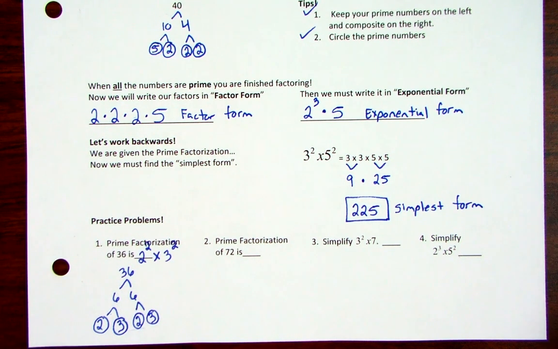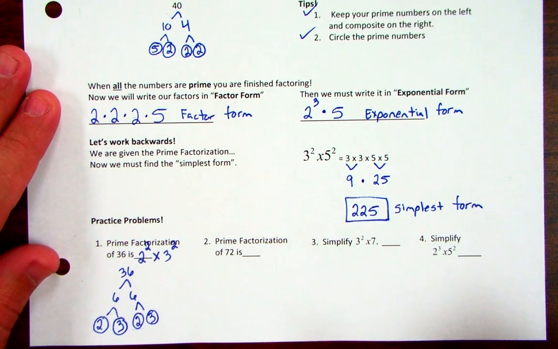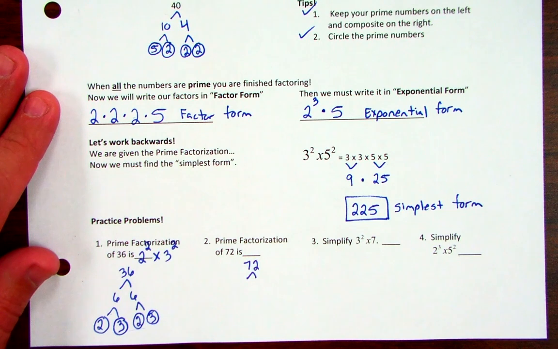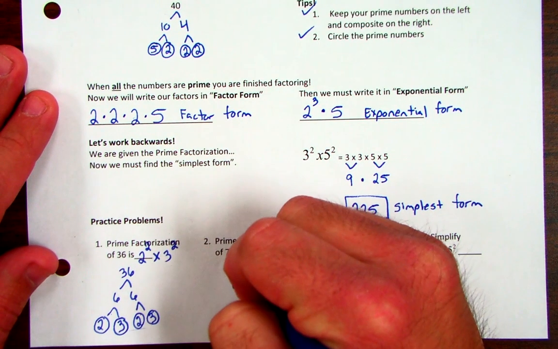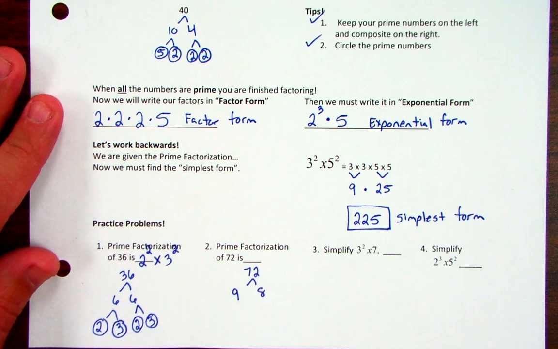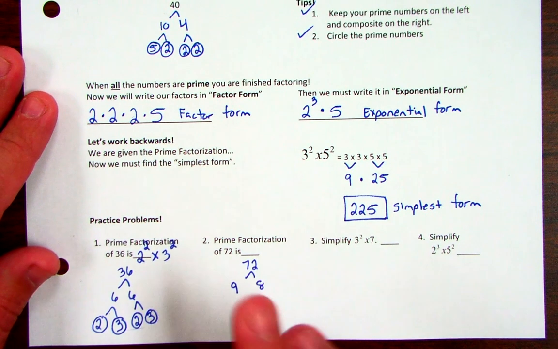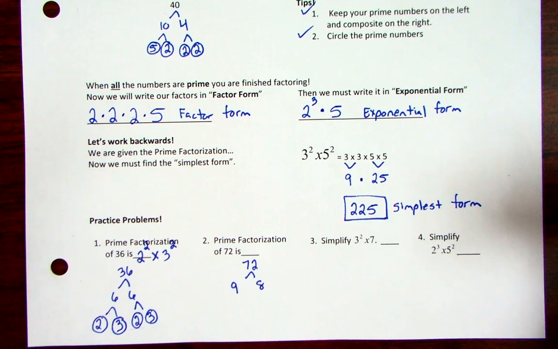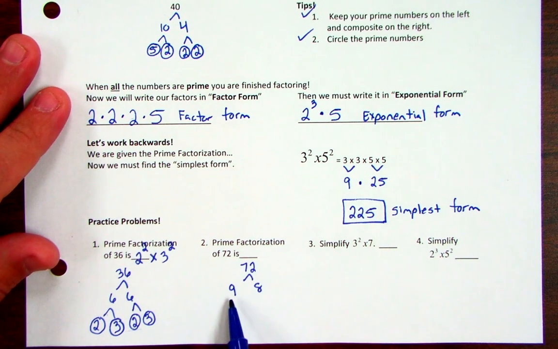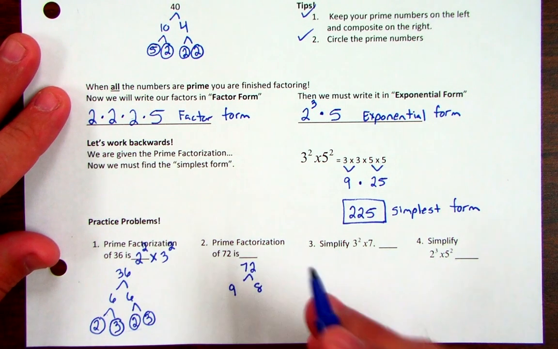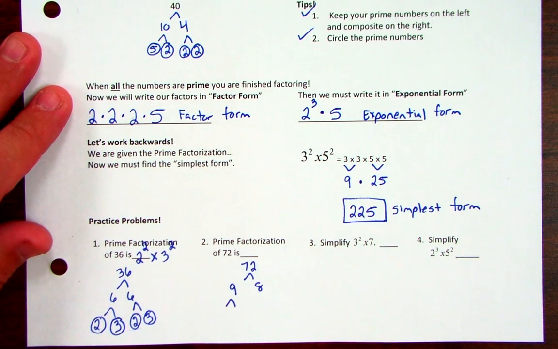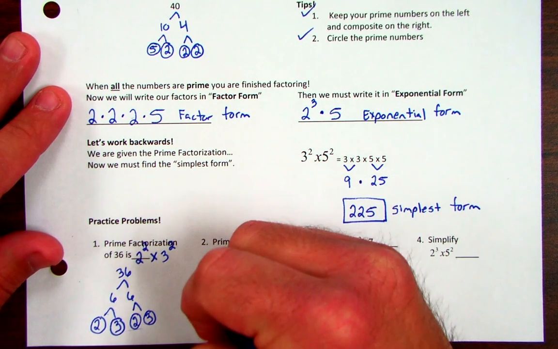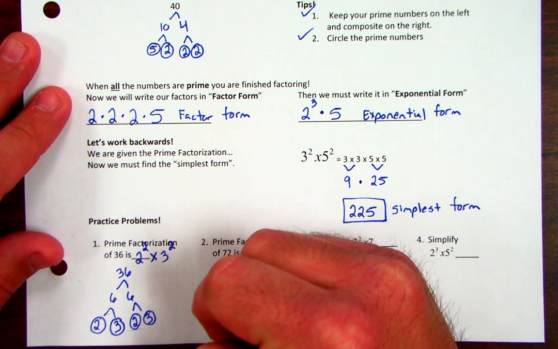All right, prime factorization of 72. Well, what multiplies to give you 72? 9 times 8. Again, are those the only factors of 72? No. You could use 12 times 6 if you wanted. Guys, at the end, you're going to get the same answer. Is 9 a prime number? No. What multiplies to give you 9? Well, 3 times 3. Well, 3 is a prime number, so that's done there.